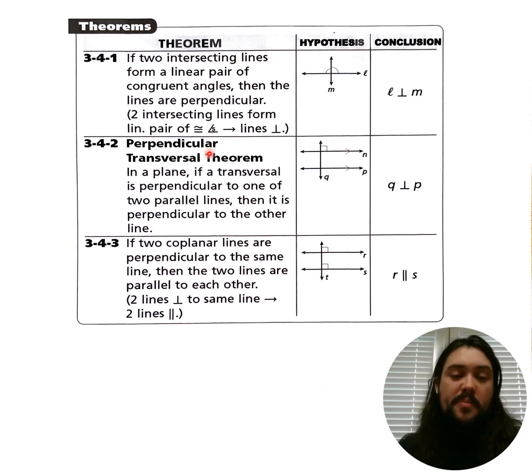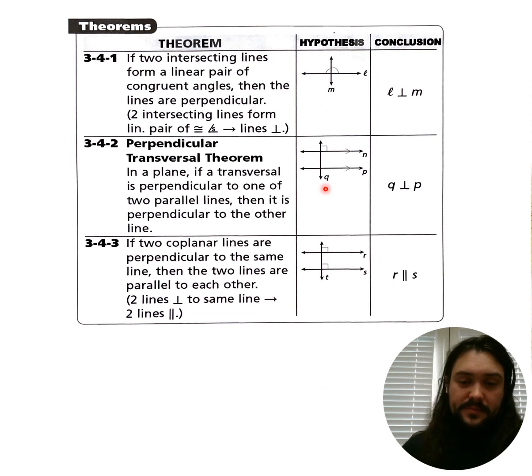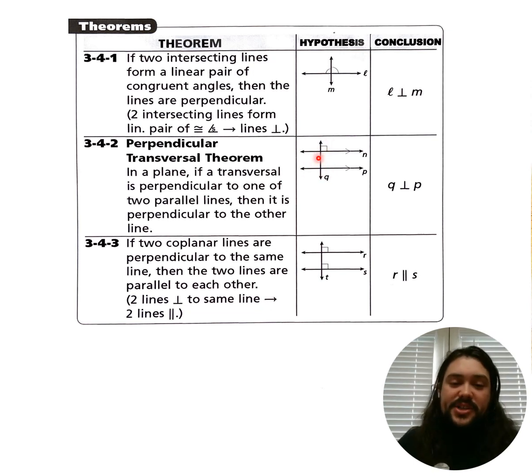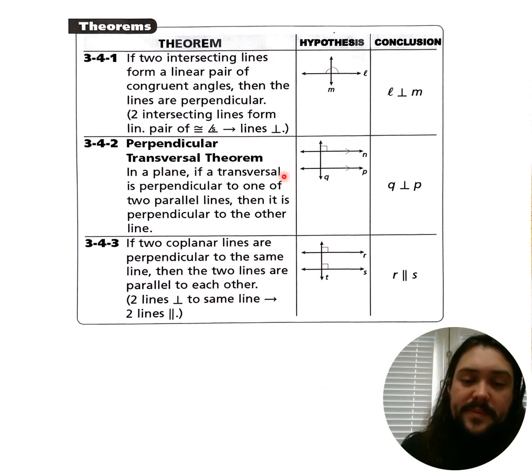We also have something called the perpendicular transversal theorem. So in a plane, that just means on some surface, right? If a transversal is perpendicular to one of the parallel lines, so if this transversal Q is perpendicular to N, like it shows here with that right angle, and these 2 lines are parallel, N and P are parallel, then it's perpendicular to the other line, right? And we know that this is an extension of those like alternate angle and corresponding angle theorems that we just talked about, right?